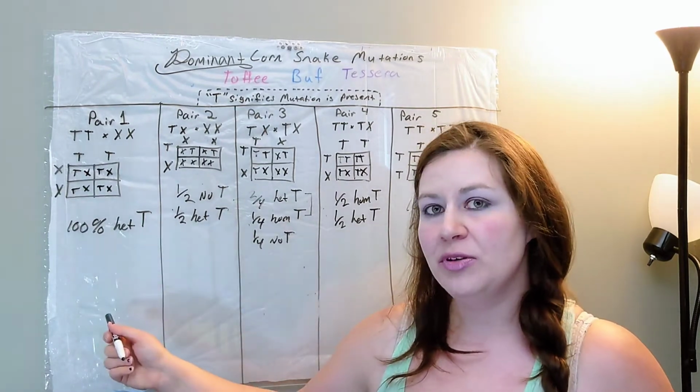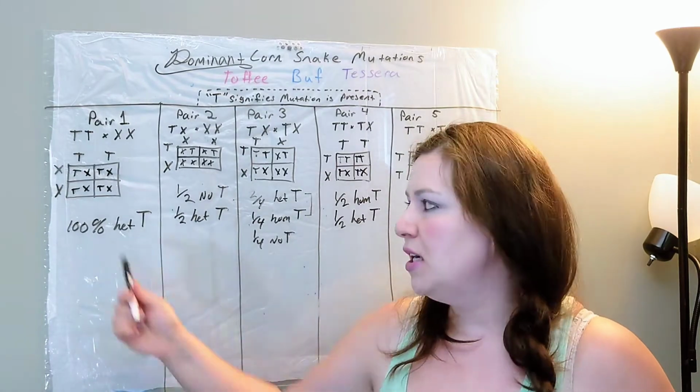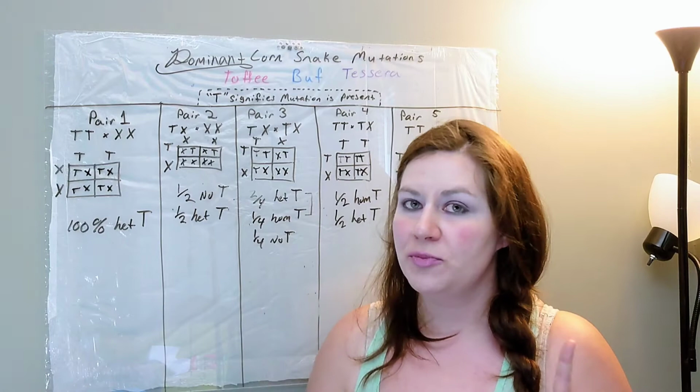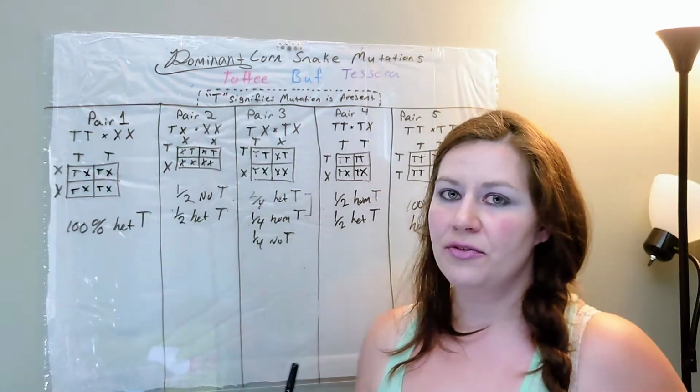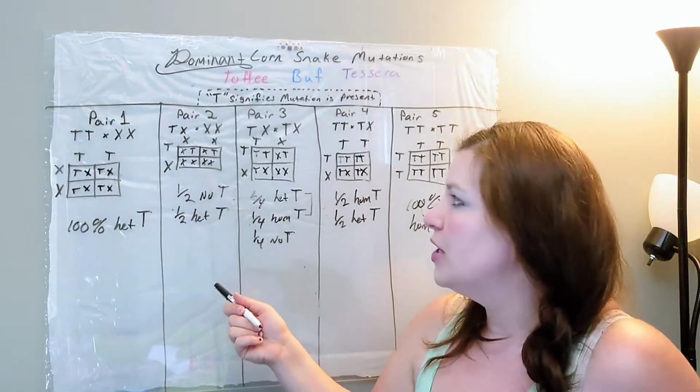But as far as dominant mutations go, dominant mutations can be fully, completely visually seen, even if it's only on one side. It does not have to be on both for it to be seen. And that is why it's different from recessive. So I'm going to go ahead and explain the second pair that we have over here.